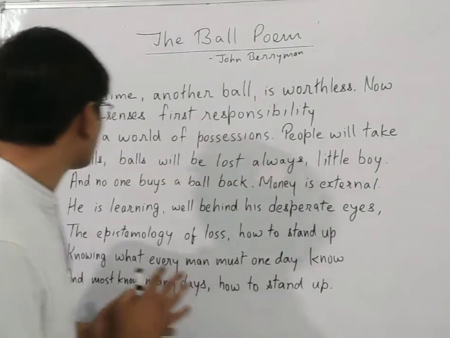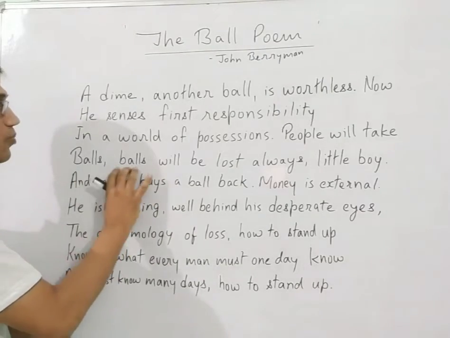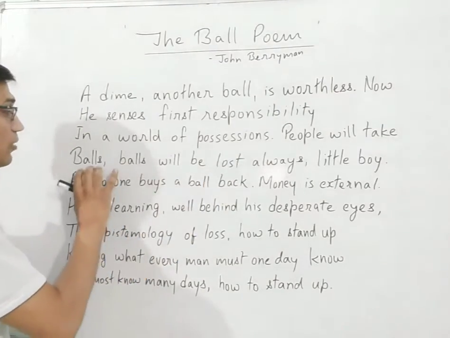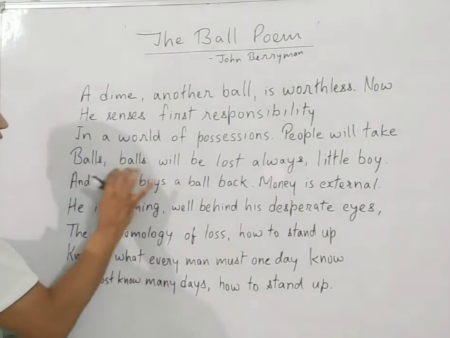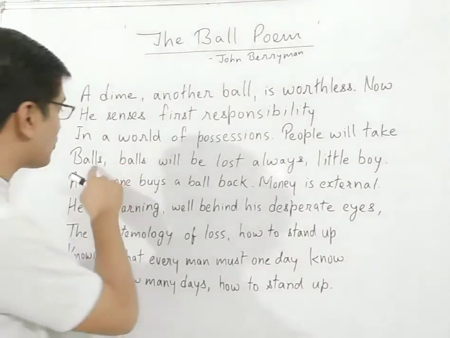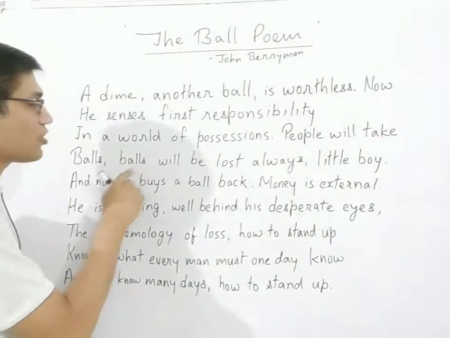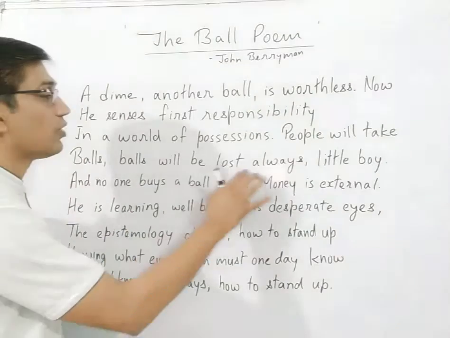So he says, and here he uses repetition again. You see, balls, people will take balls, balls will be lost always. And alliteration too, B, the consonant sounds getting repeated. So repetition and alliteration, both the poetic devices are at use here. Balls will be lost always.